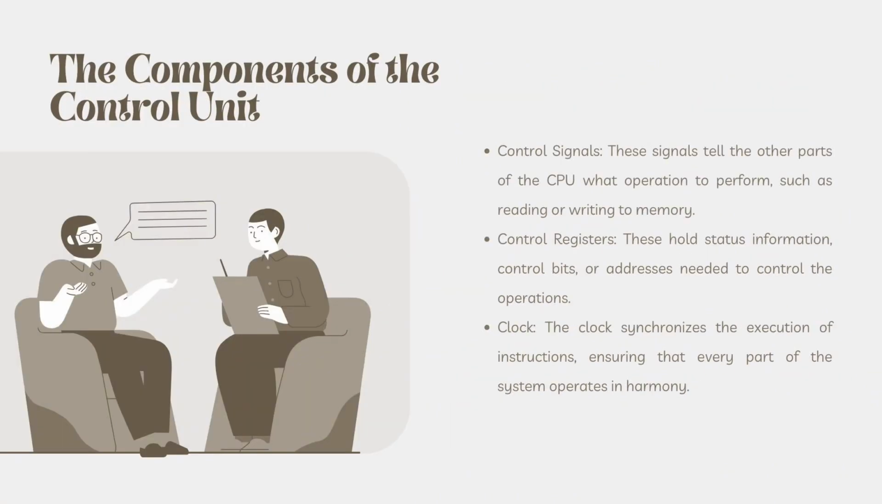The components of the control unit. 1. Control signals. These signals tell the other parts of the CPU what operation to perform, such as reading or writing to memory. 2. Control registers. These hold status information, control bits, or addresses needed to control the operation. 3. Clock. The clock synchronizes the execution of instructions, ensuring that every part of the system operates in harmony.